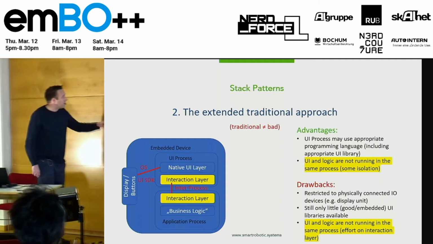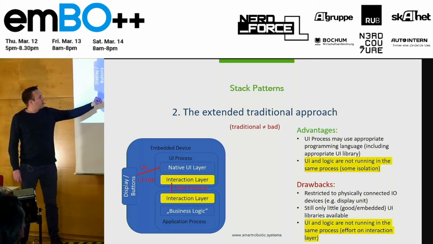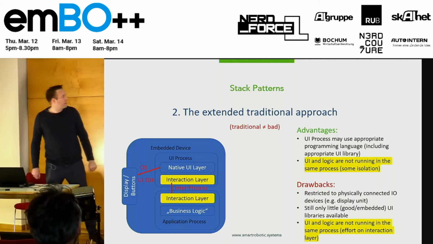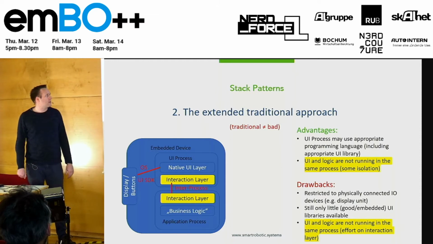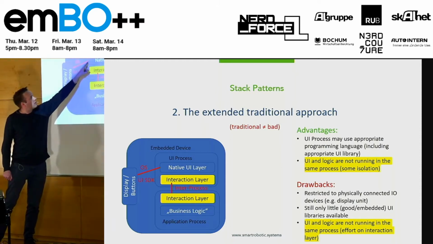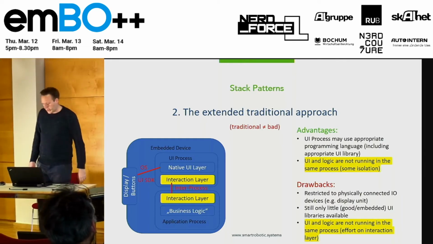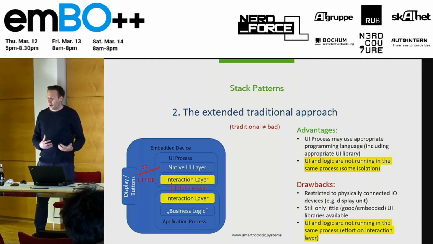So the next, let's say, extended traditional model is that I have two processes, but still a physical, kiosk-like user interface at the device, and I add some kind of interaction layer to have a separate UI process, which lets me isolate my user interface somewhat from the business logic, which is a good thing.